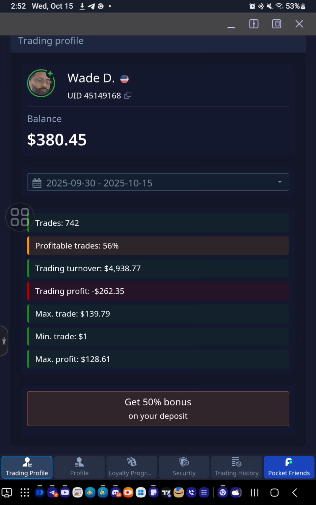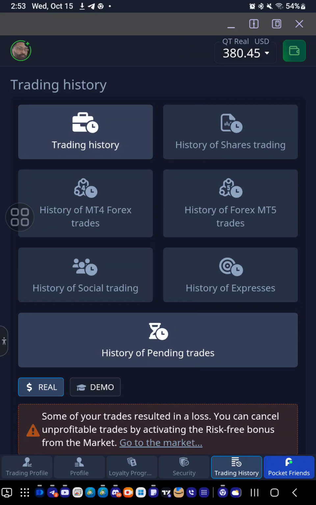Okay, down on the bottom page here, when I'm in, I clicked on profile, trading profile, and it gives me total amount of trades that I took, profitable trades at 6%, trading profit, max trade, minimum trade, and this is how much I made trading. Okay, so that's pretty much it.